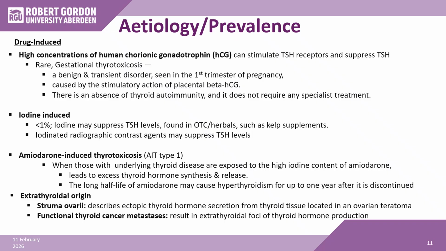It's a benign and transient disorder seen in the first trimester of pregnancy, also known as gestational thyrotoxicosis, caused by the stimulatory action of the placental beta HCG, the human chorionic gonadotropin hormone. There is no presence of thyroid autoimmunity, and it does not require specialist treatment. We also have iodine-induced hyperthyroidism, which can occur after exposure to iodine-rich supplements, iodinated contrast media, or even dietary kelp.